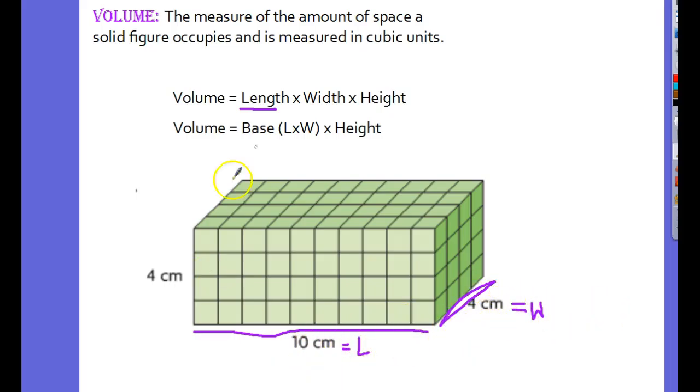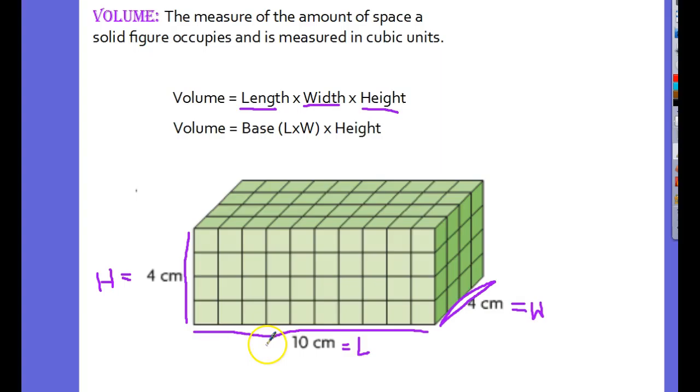When I multiply these two numbers together, I'm going to find the area of the base of this model right here. Then I'm going to take those two numbers and multiply them times the height of the cube. The height of the cube is what's going up and down, which in this case equals 4 centimeters. And I can represent that with the letter H.